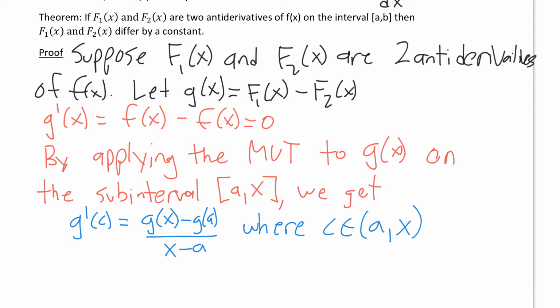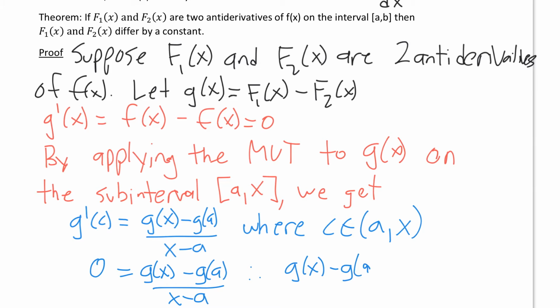Okay, now if we look at this here, the denominator is not 0, but g prime of c has to be 0, because g prime of x is equal to 0 for any x. So in particular, it is equal to 0 for c. So we have to have here 0 equals g of x minus g of a over x minus a. And that means, therefore, that g of x minus g of a has to equal 0, or another way of saying that is g of x has to equal g of a.